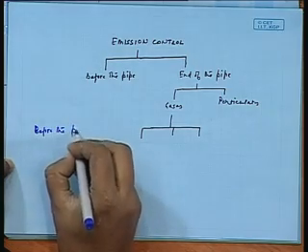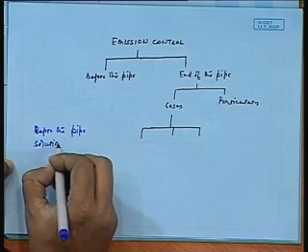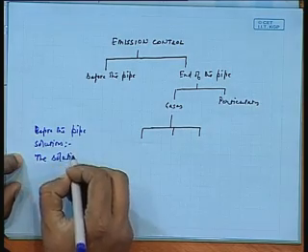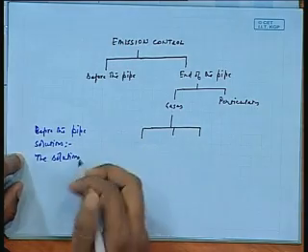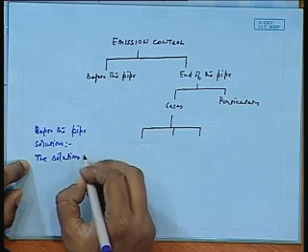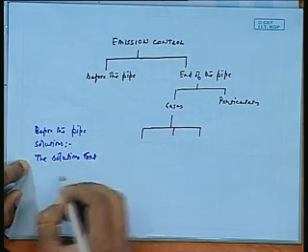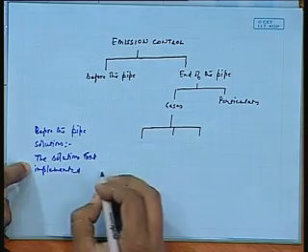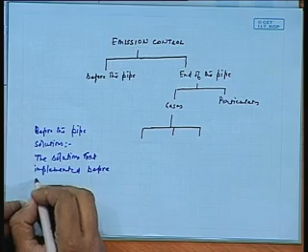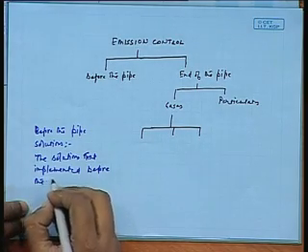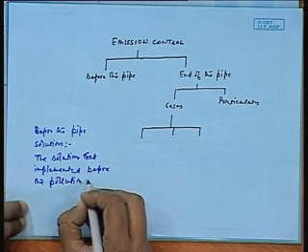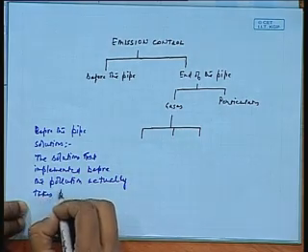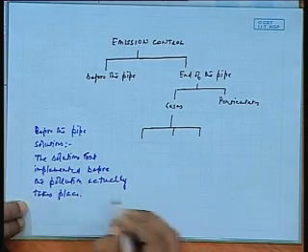Before the pipe solutions are the solutions for emission control that are implemented before pollution actually takes place. So let me give an example, then it will be clear.